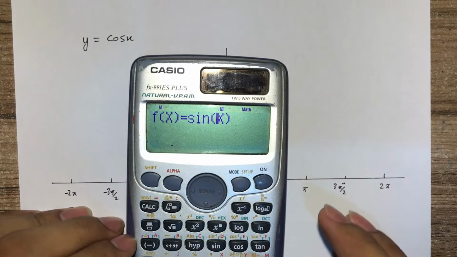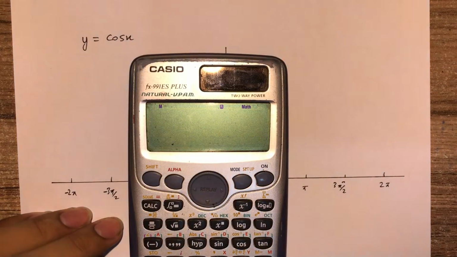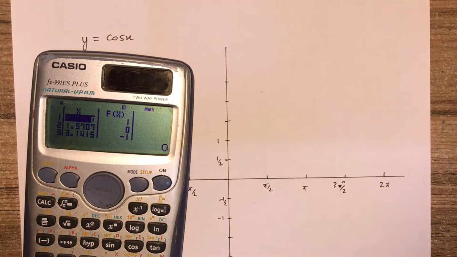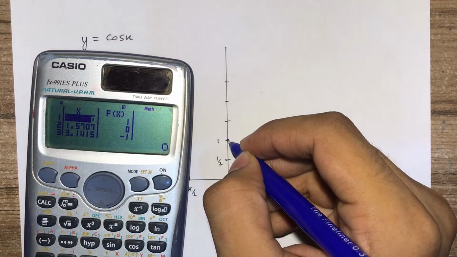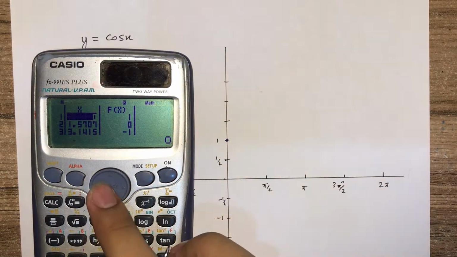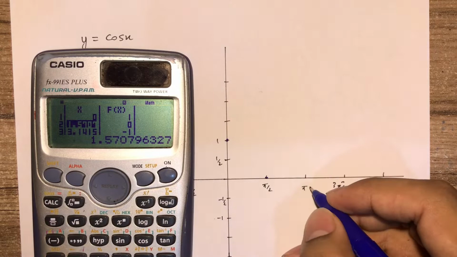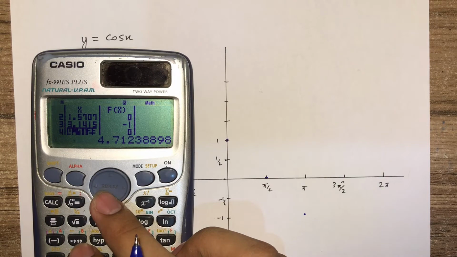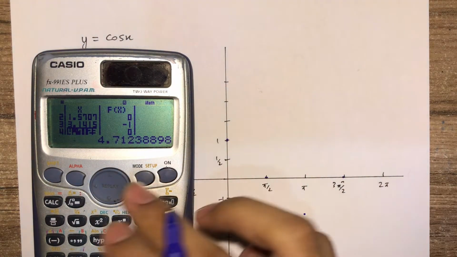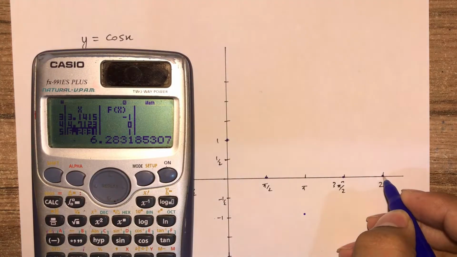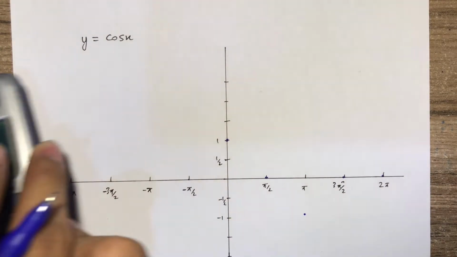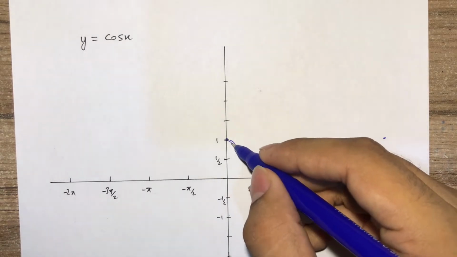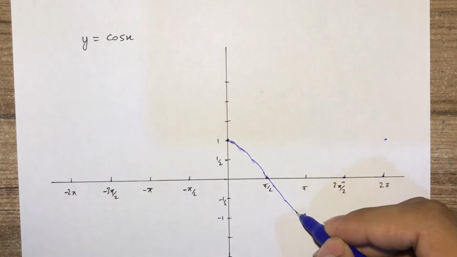So now I'll input cos x, right? So we're getting at 0 degrees, we're getting 1 as the image. At pi by 2 we're getting 0. At pi we're getting negative 1. And at 3 pi by 2 we're again getting 0, and then at 2 pi we're getting 1. Sorry, 1. So the graph is somewhat like this.